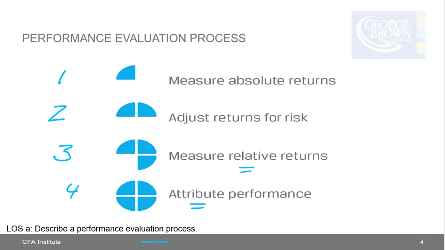Okay. So measuring absolute returns means looking at the returns achieved over a certain time period. Absolute returns do not consider the risk of the investment or the returns achieved by similar investments. Step number 2 is adjusting the return for risk. Investors prefer higher returns but lower risk. And again, this is a follow-up; we've seen that in previous chapters on investment management.